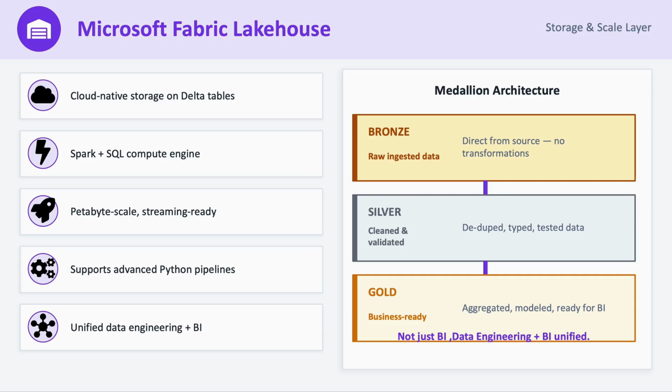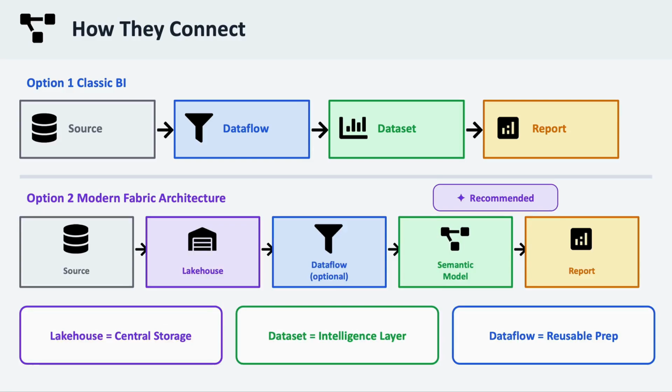It is best suited for large datasets, historical data, streaming, advanced transformations, and medallion architecture that includes the bronze, silver, and gold layers, and how they connect to each other. We have option one, which is the classic BI. We have the source connected to the data flow, then as a target we ingest the data into the dataset, and then we present it using the reports.